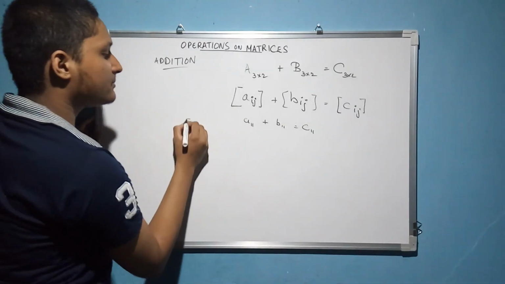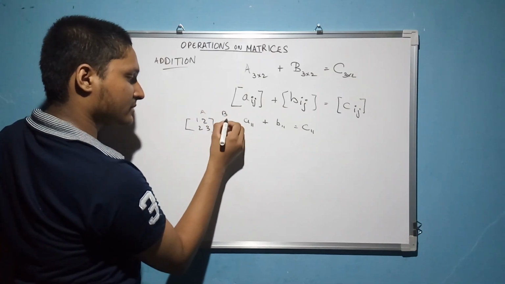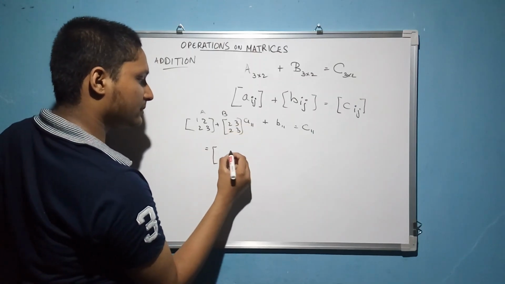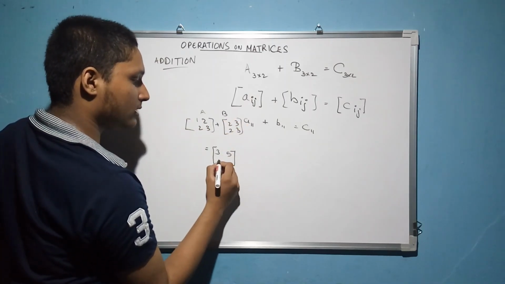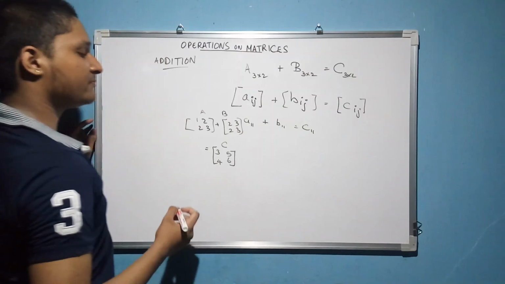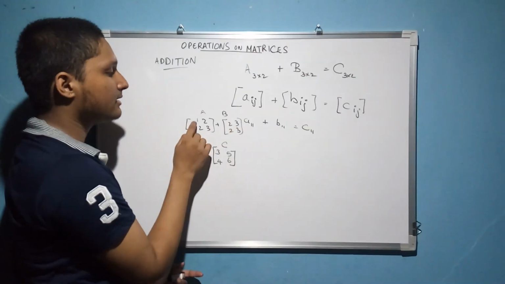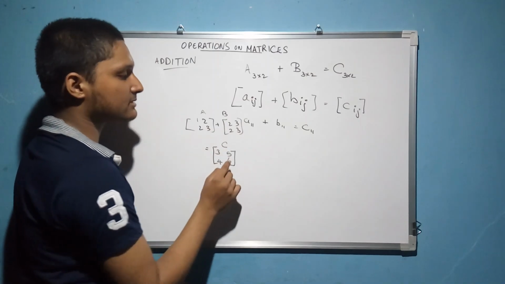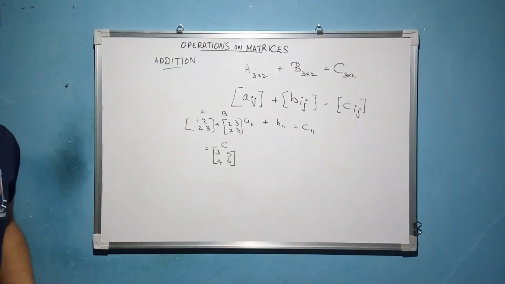So if I have a matrix like 1, 2, 2, 3, this is A, and B is 2, 3, 2, 3, then what will the matrix C be? It is 1 plus 2 is 3, 2 plus 3 is 5, 2 plus 2 is 4, 3 plus 3 is 6. This is going to be C. That means every element should follow this general statement. That should be followed. That is what matrix addition tells. That's all about addition in matrices.